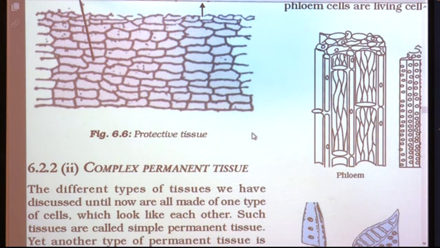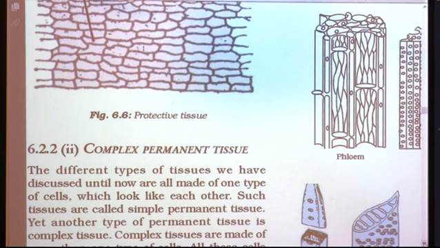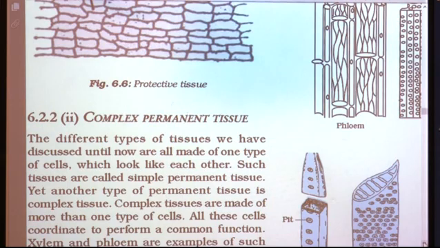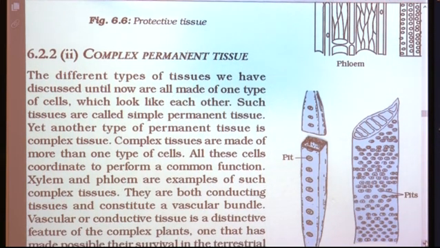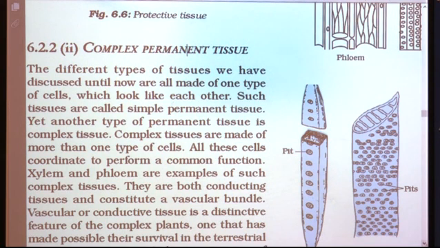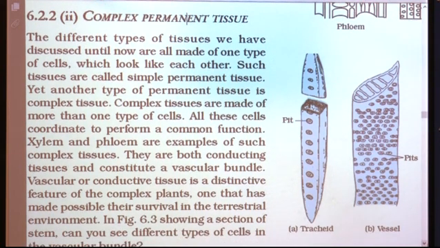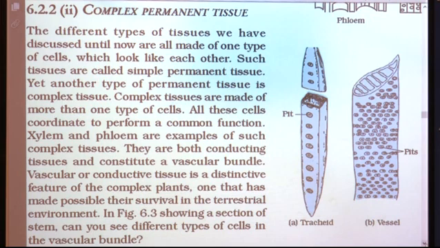Now, let us move to the next concept, that is the second type of permanent tissue, which is called complex permanent tissue. Now, these complex permanent tissues are of two types and each one of them has four subtypes. So, which are those two types of complex permanent tissue? They are xylem and phloem. So, let us begin with complex permanent tissue.